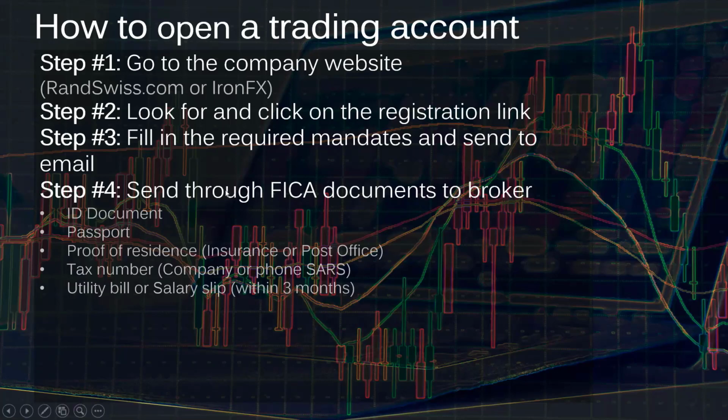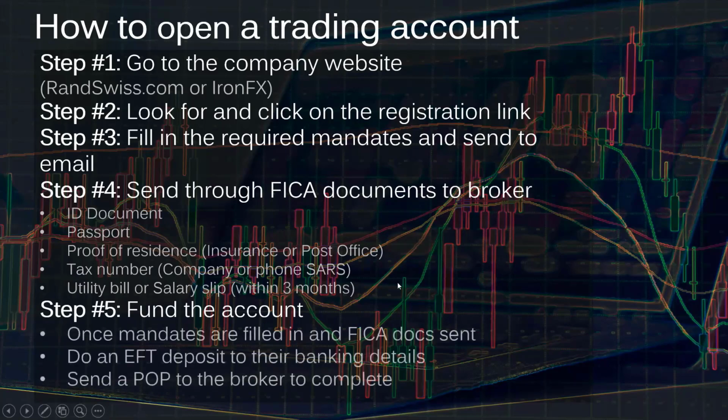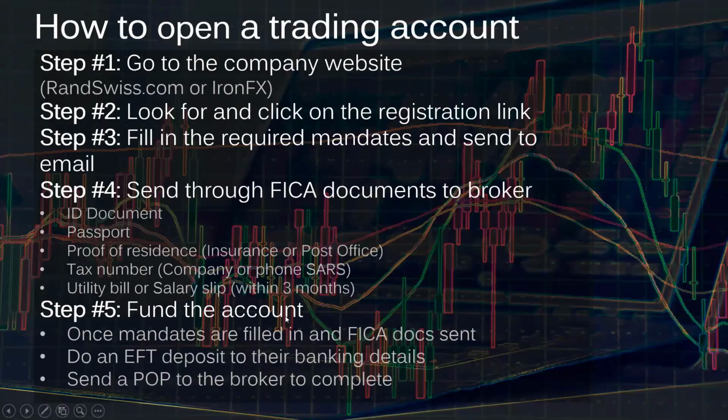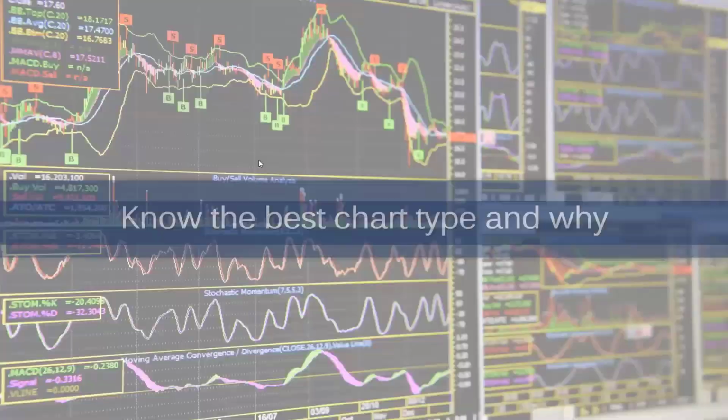The reason is because I think there's going to be a lot more security measures taking place in the future. Then you fund your account. So you deposit the money. You can do it via EFT. You might do it through a secured payment system. And once the mandates are filled, FICA documents sent, and you've done the EFT, then send through the POP, which is your proof of payment, straight to them so that they can get you started and start your trading journey almost immediately.